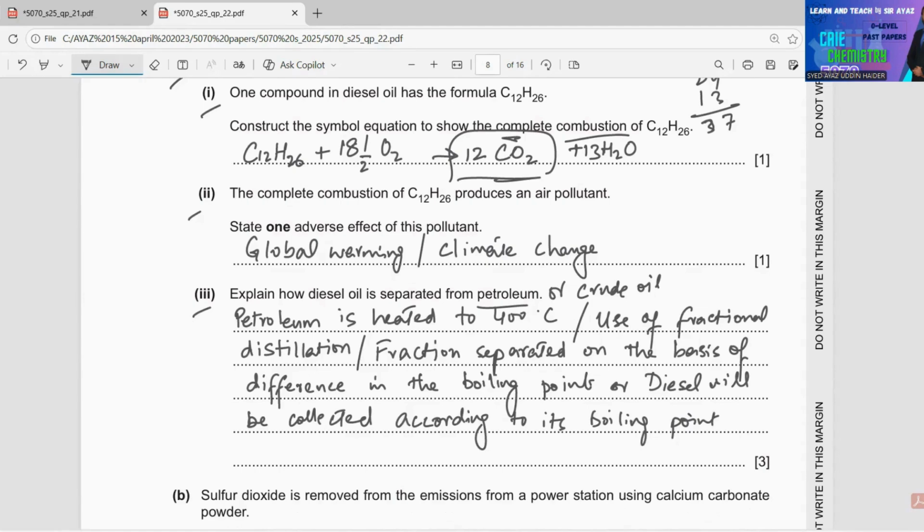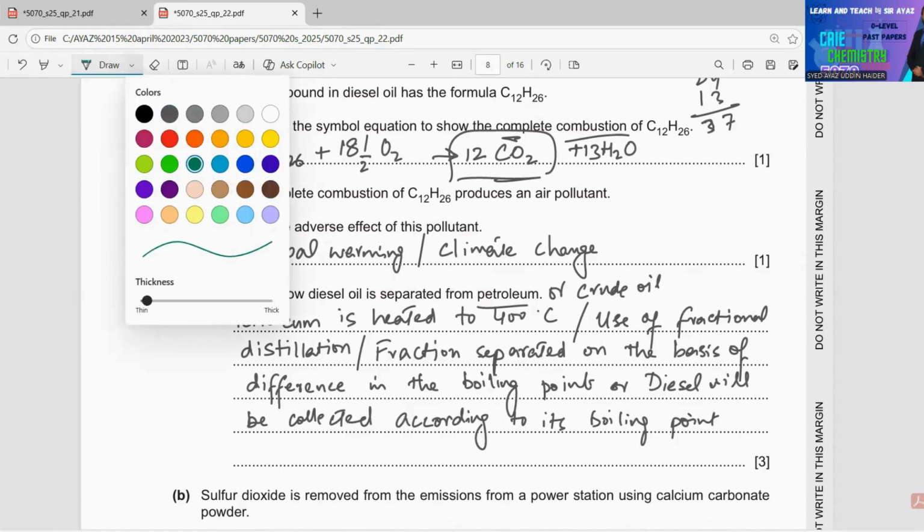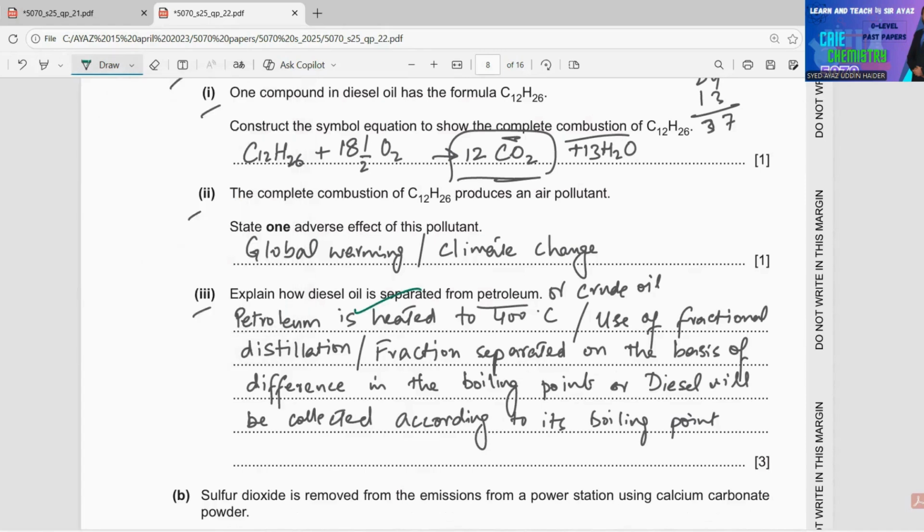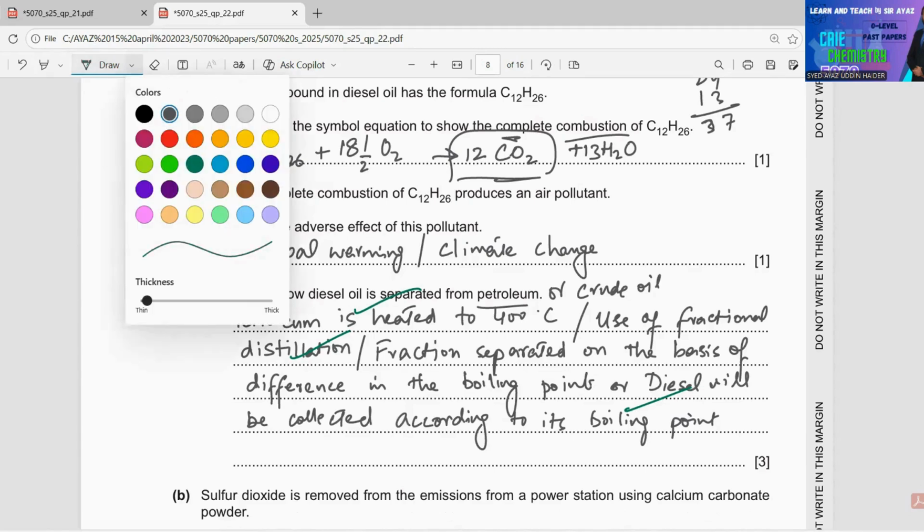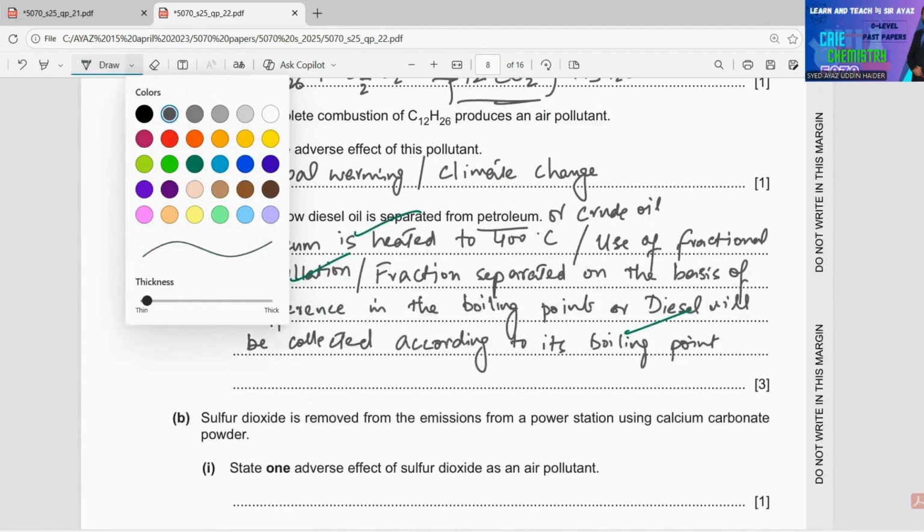For the best answer, what I'm going to do, I'm going to choose these. So petroleum heated, use of fractional distillation, and this diesel will be collected according to its boiling point. This must be the best answer for this one in order to gain full 3 marks.